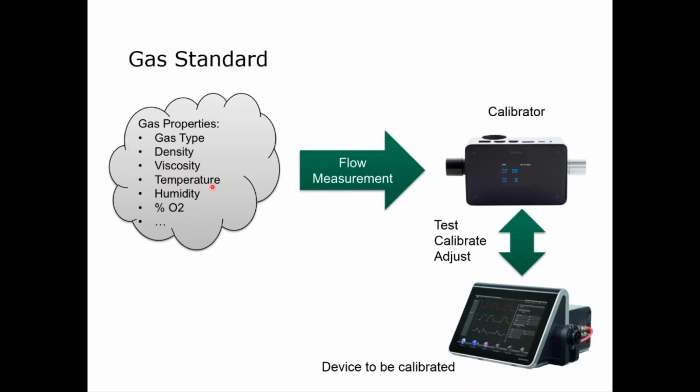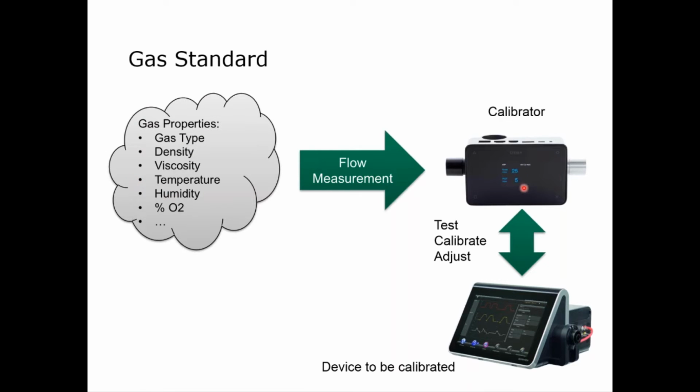Then the gas will also have a temperature. It will have a humidity. It may have, and particularly in the case of ventilators and anesthesia machines, it will have a percentage of oxygen which may be variable. And the gas may even have other properties which affect the flow measurement. We'll go through these effects one by one in later slides, but important now is to understand that these are the gas properties. Now, the gas is measured, and inside the flow measurement device, all these properties are normalized into what we call standard liters.